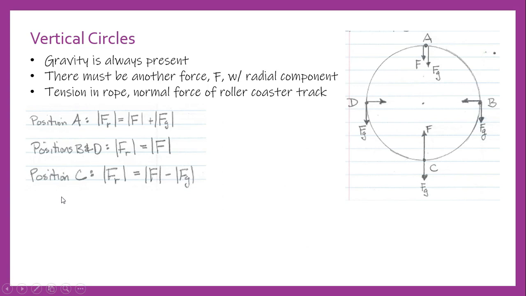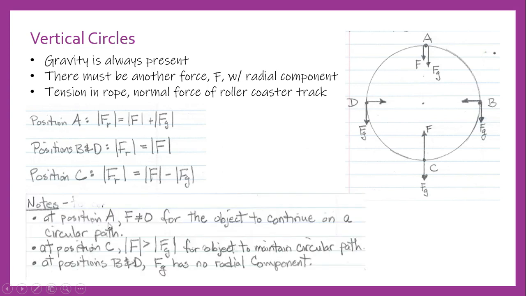Armed with this information, let's look at some important conceptual points of vertical circles. At position A, force F cannot be zero for the object to continue on a circular path, because once the object moves past point A, the radial component of gravity is going to decrease. Then there must be another force in order to keep the centripetal force constant, so the object can stay in its same circular path. So if F disappears at point A, this object would take a wider radius curve.